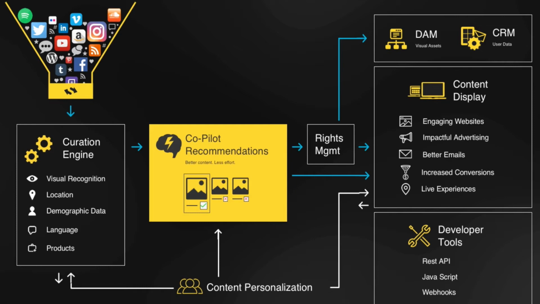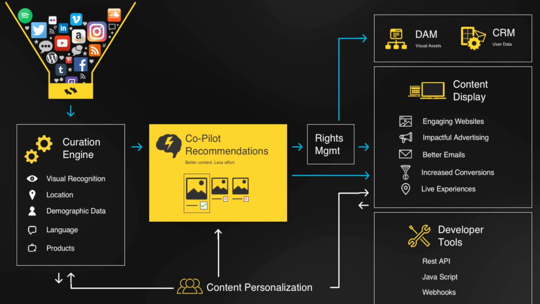Once it goes through rights management, it's then posted to a DAM or CRM, and in this case, Watson Content Hub. It could also go directly to content display, things like websites, advertising, and emails. It could help with increased conversions, or it could be posted to live experiences.